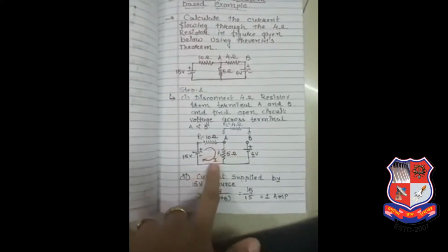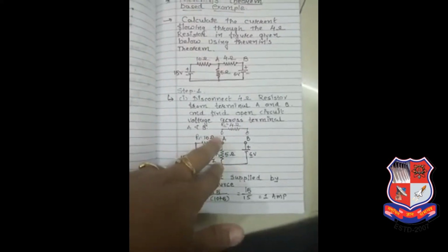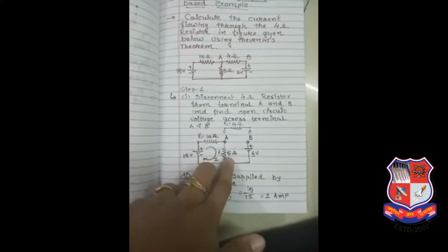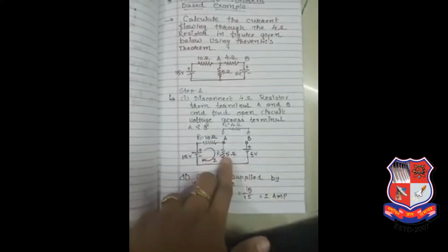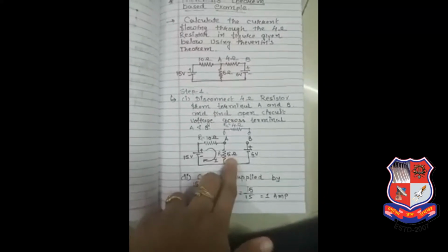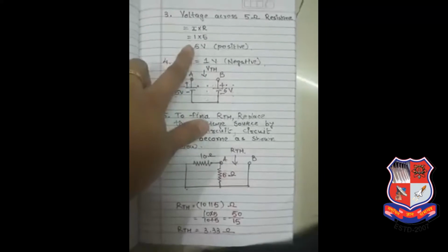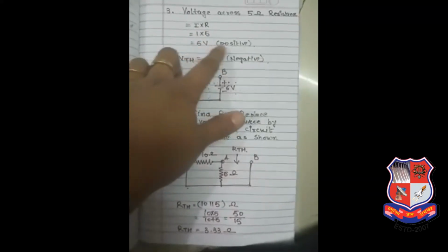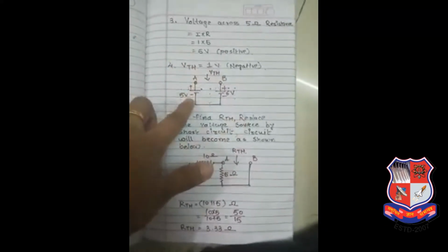Now the third step is to find out the voltage across the 5 ohm resistance. The voltage across the 5 ohm is I into R. I is 1 ampere, R is the 5 ohm. So V is equal to I into R, I is 1 and R is 5 ohm. So you will get 5 volt positive. Now connect the 5 volt here.